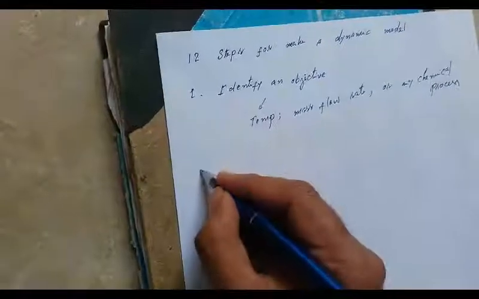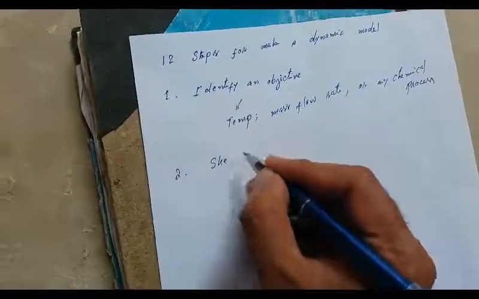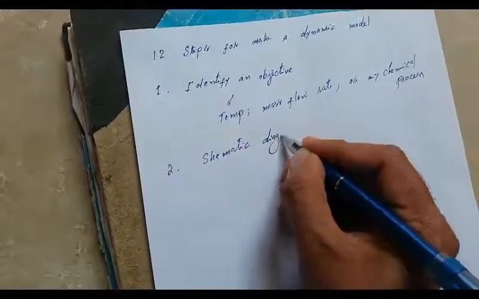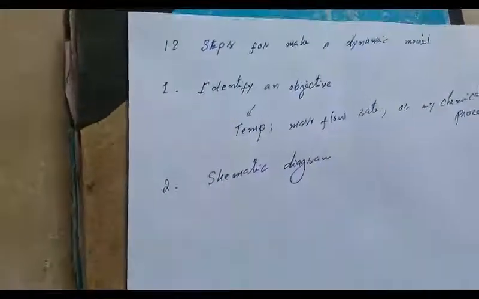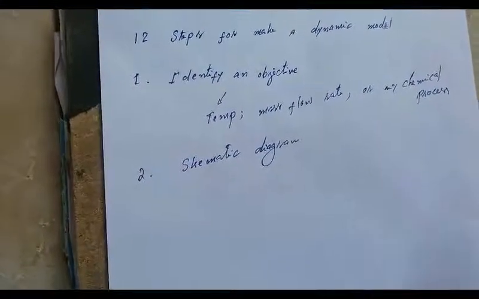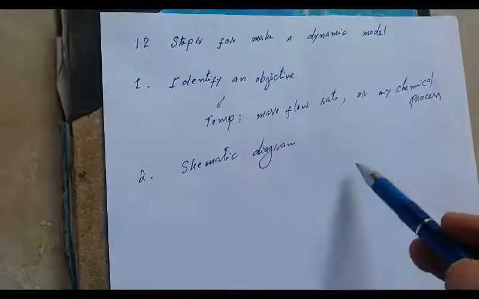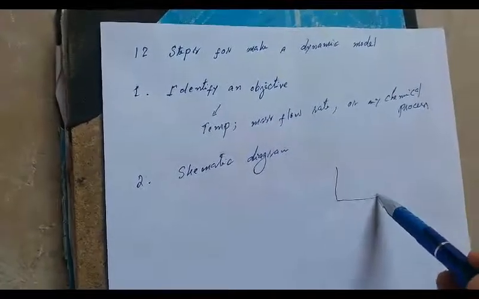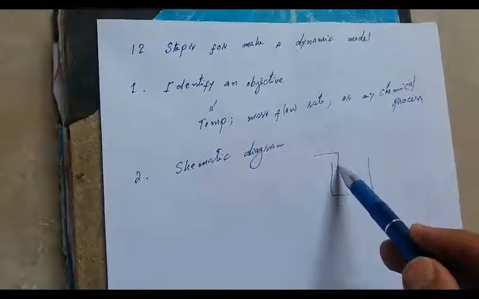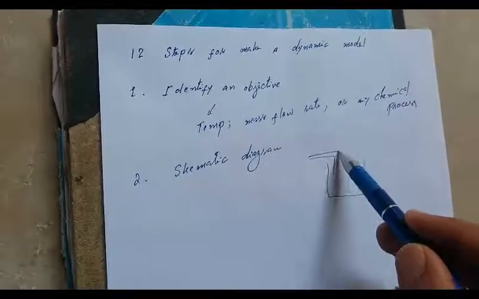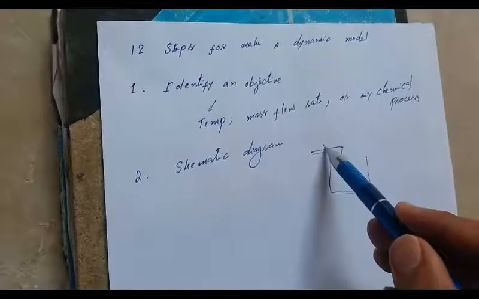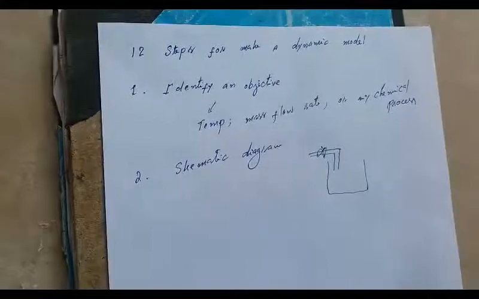The second step is to make a schematic diagram. A schematic diagram is just a sketch. For instance, we want to control the height of a tank. Then there may be a tank, and obviously we want to control the height of the tank. Then there is a pipeline, and maybe there is a valve.